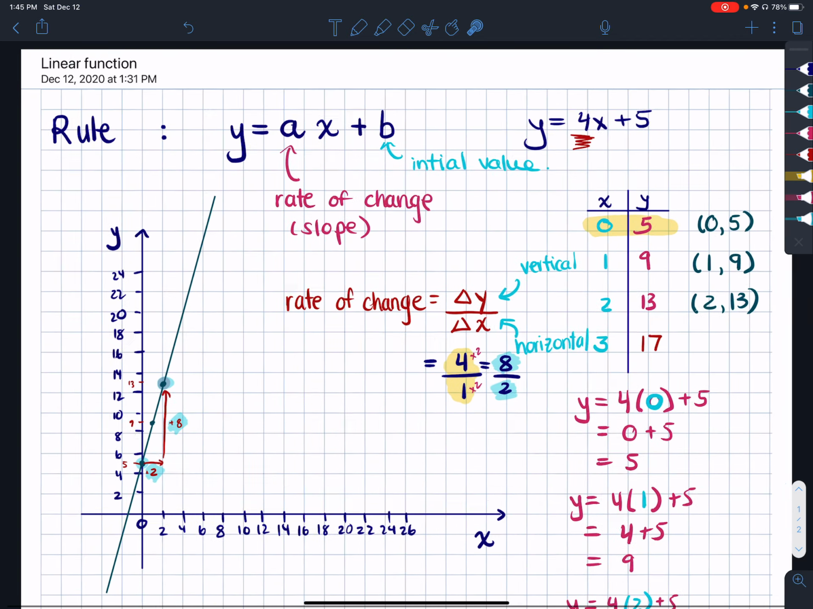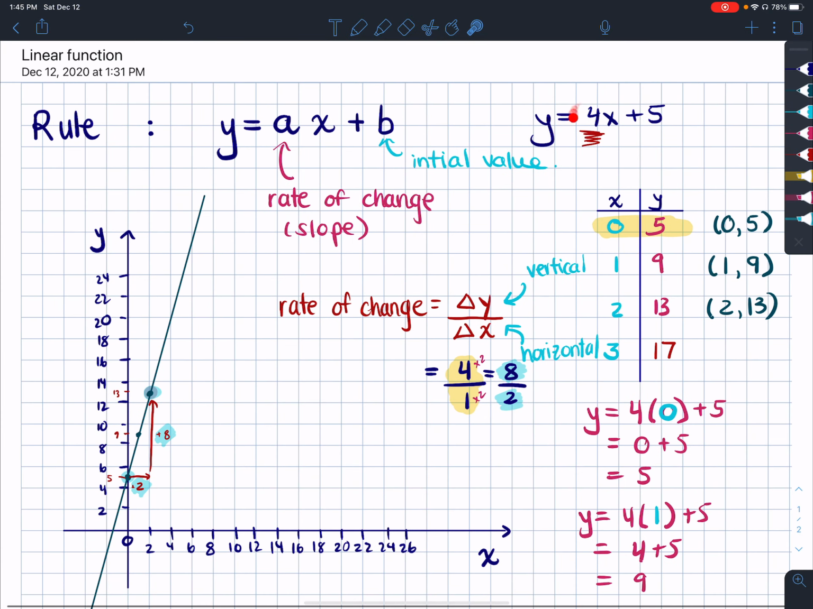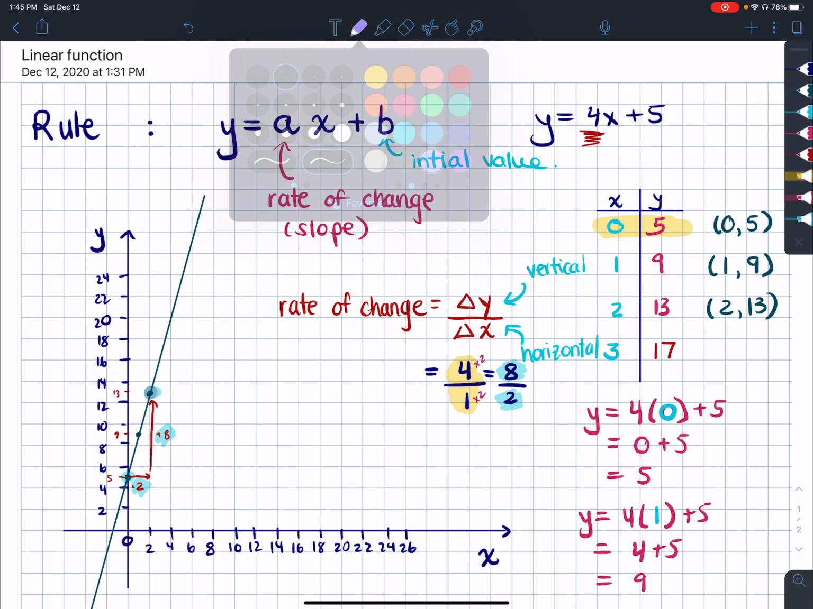So that's where the 4 comes from, and that's how the 4 affects the way that this line functions. And now to look at the 5. So what's special about this 5 is this right over here.